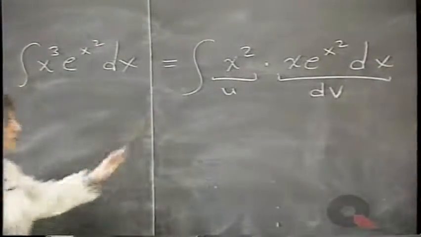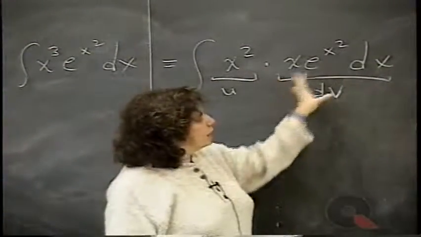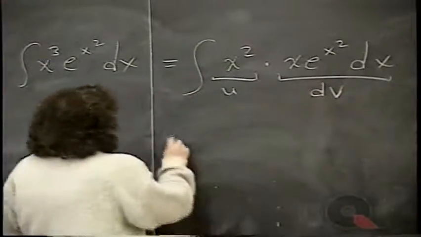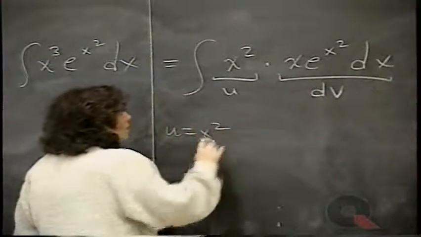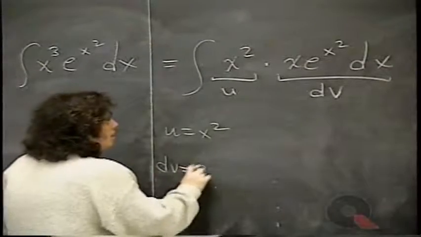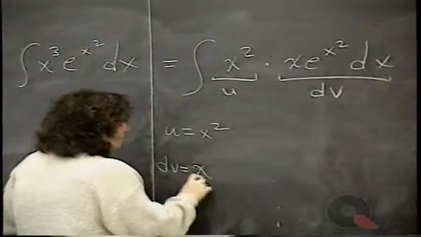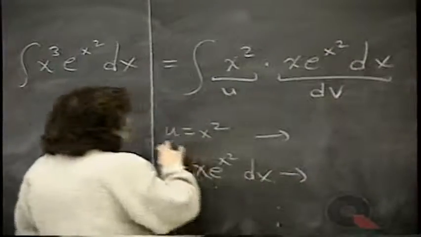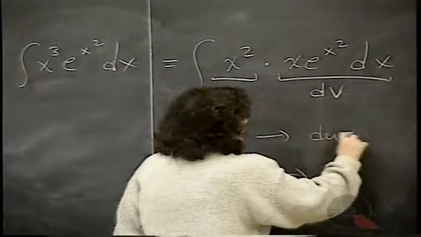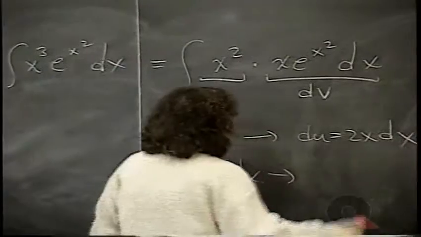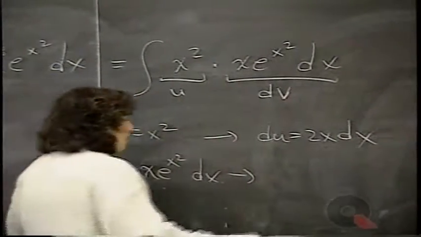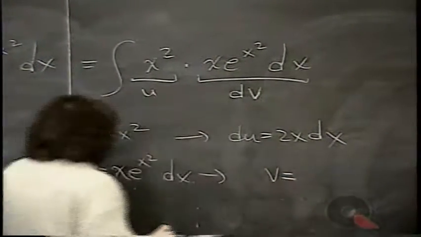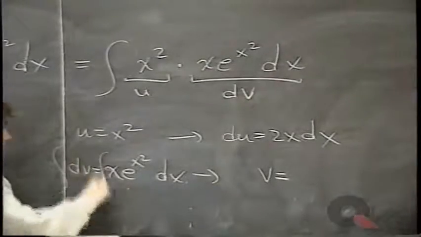Take the x, mix it with the e to the x squared, and call this dv. So if u is x squared and dv is x e to the x squared dx, let's see what happens. Then du is 2x dx, and v. Okay, I'm going to try to integrate both sides now.